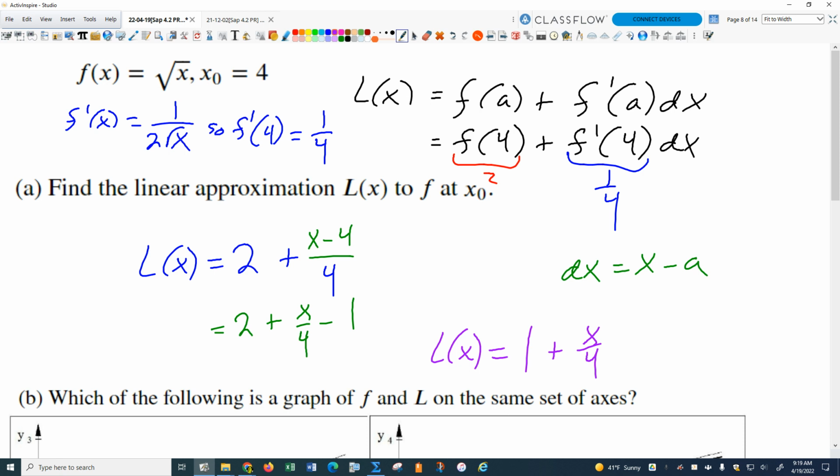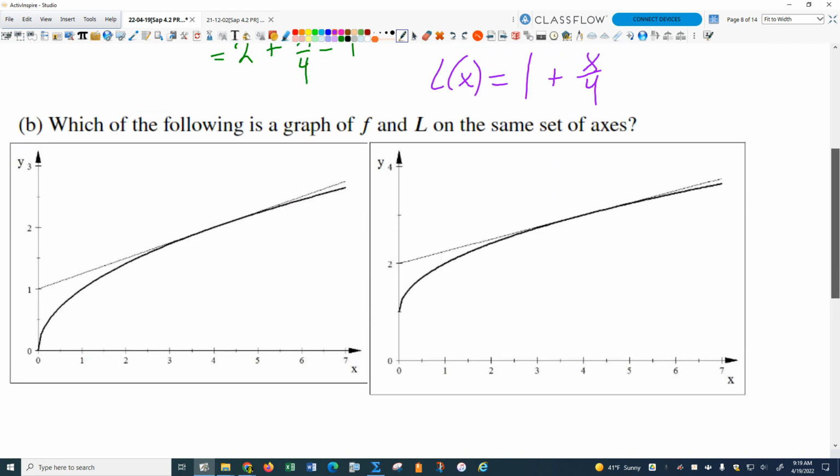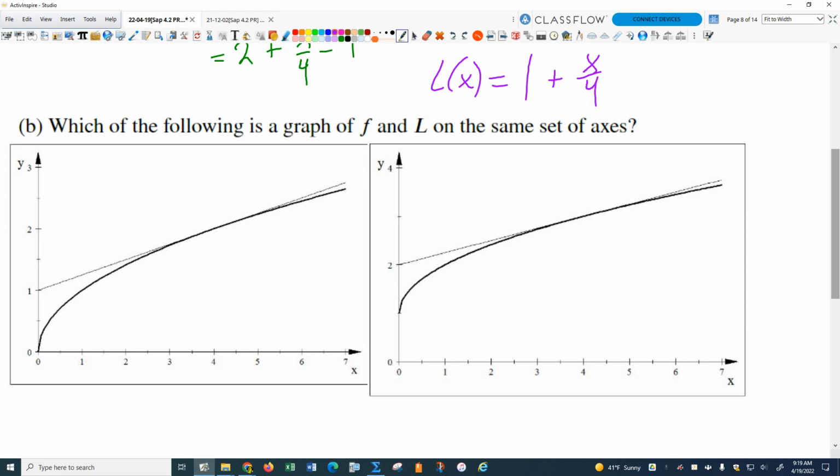Okay? And if I were to graph the function, will you tell me which one of those is the right graph? The right one? How come? It would be the left one, wouldn't it, right? And how come? Well, because the y-intercept is 1, right? This is just mx plus b, where m is 1/4 and b is 1. Everybody agree? So it's got to be this guy here.